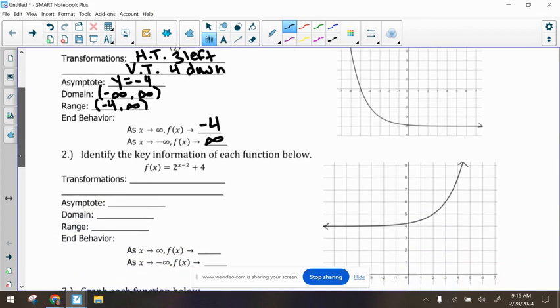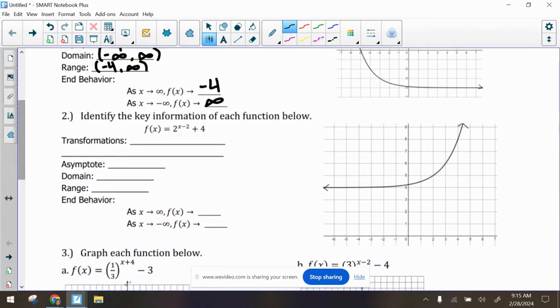Taking a look at number 2, we're doing the same thing. We're still identifying the key information, but let's note that this one represents exponential growth rather than exponential decay. Again, it has 2 transformations, a horizontal that moves my function 2 to the right, and a vertical that moves my function 4 units up.